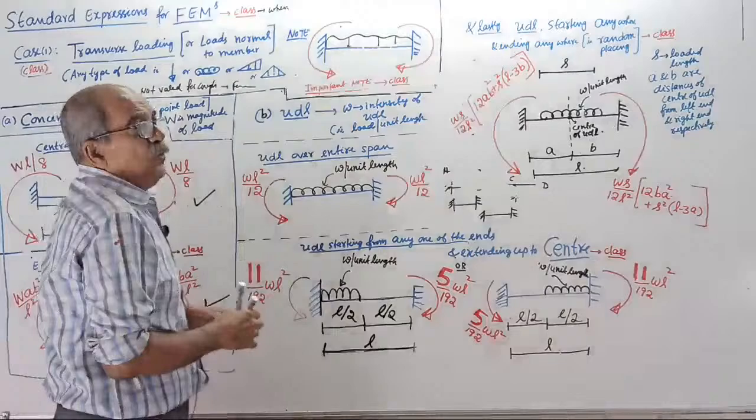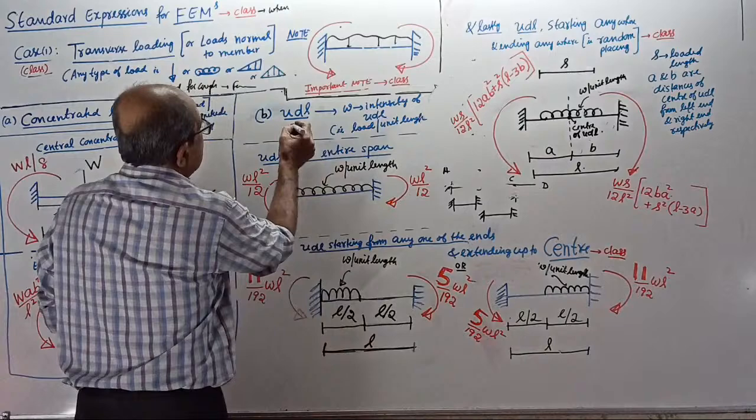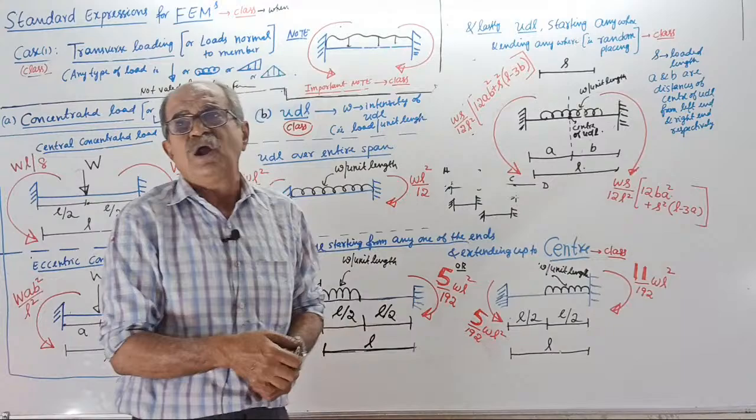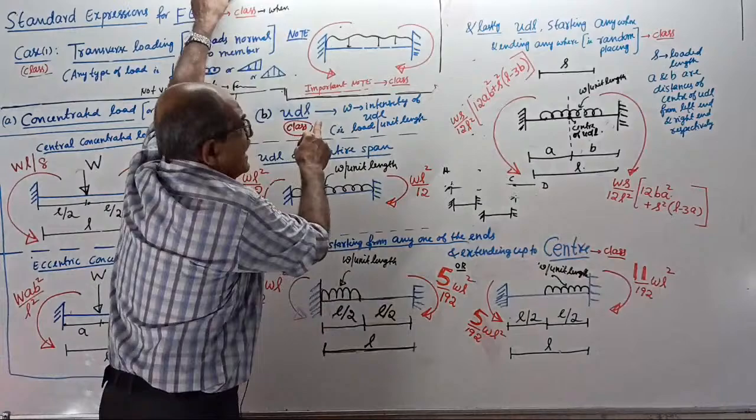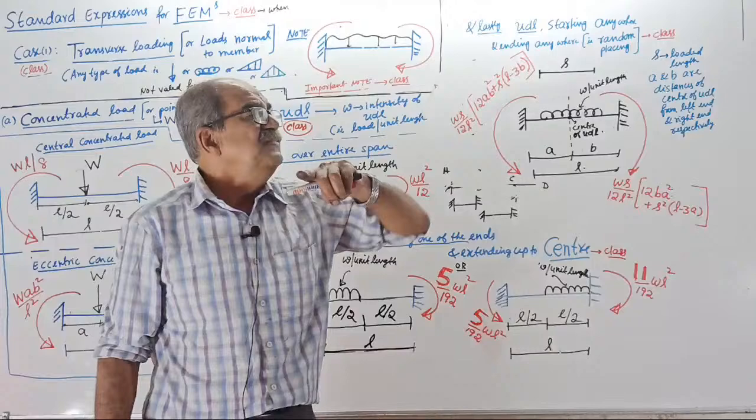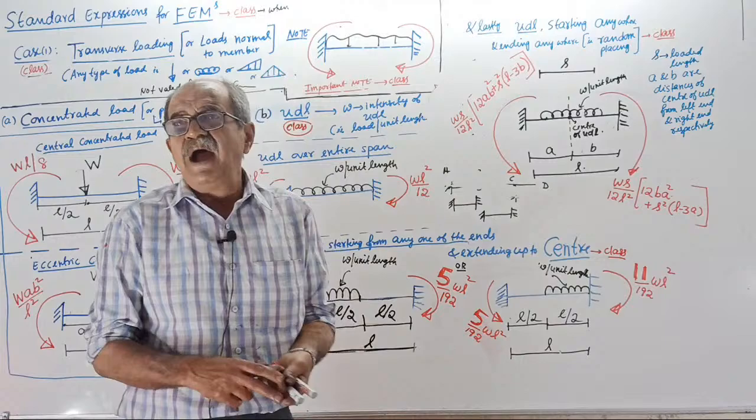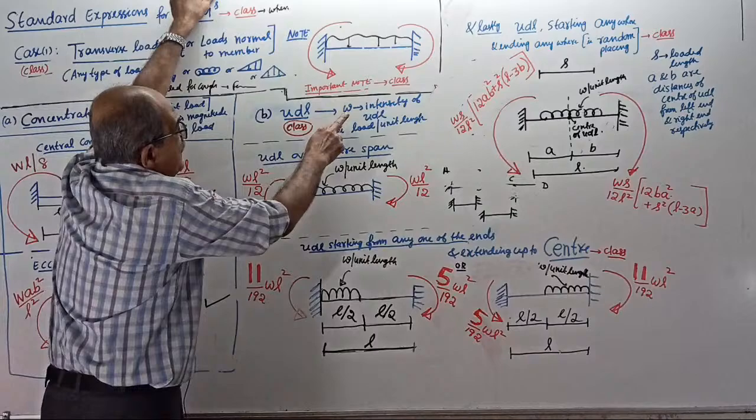When you consider UDL, first something I am telling in the class, you should write. The standard expression for UDL always considers intensity. Remember, intensity considered. Sometimes in the question paper they will give the total UDL load. Then you should divide it by the length and get the intensity. Your W stands for intensity of UDL, load per unit length.